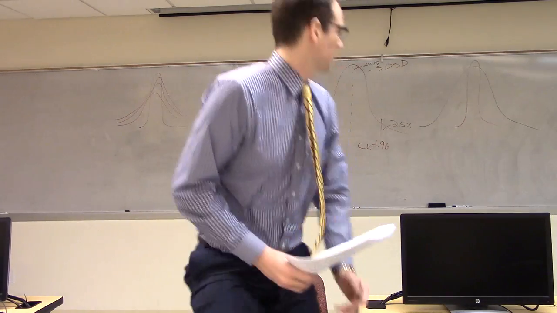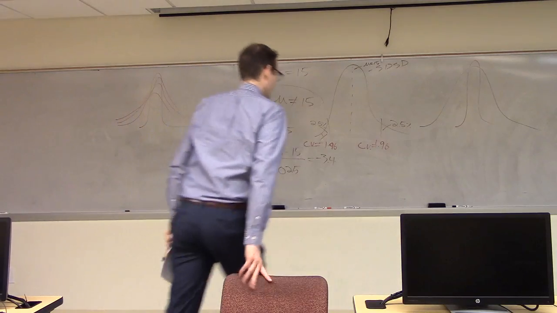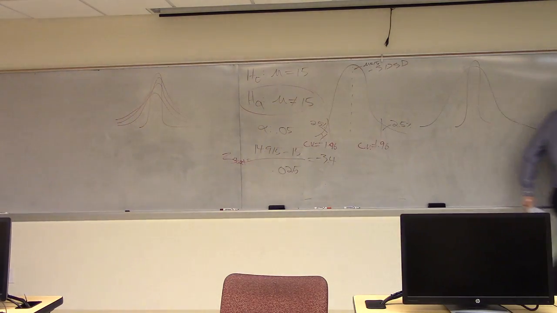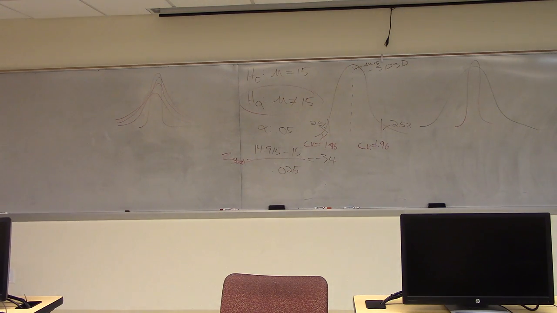And what is the probability associated with a z-stat of -3? 0.0013. So that means the probability of having a z-stat of -3 is 0.0013, also known as 1/10 of 1% of the data.